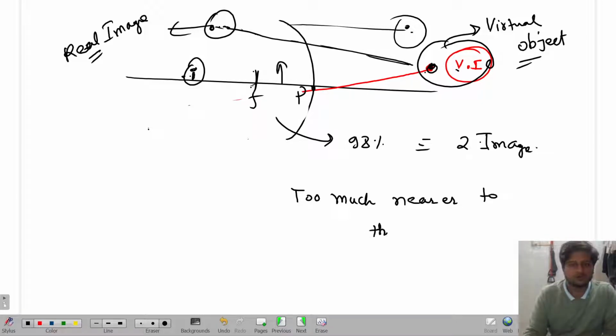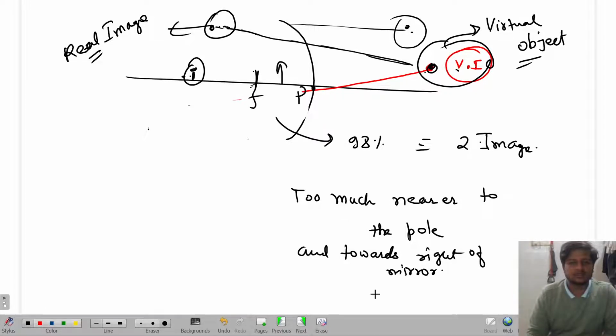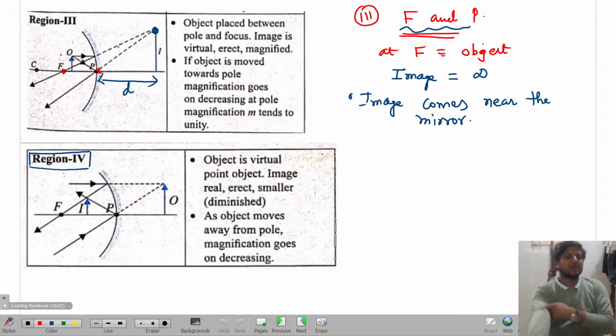to the pole, and towards the right of the mirror.